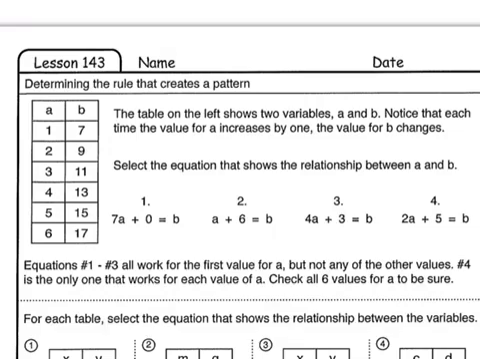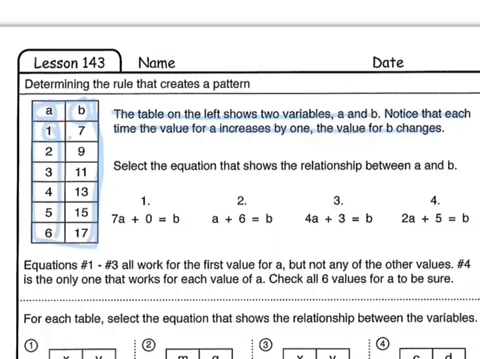Let's take a look at this page here. Okay, so we've got this chart right here, and it says the table on the left shows two variables, A and B. Here's A, here's all the numbers for A. Here's B, all the numbers for B. Notice that each time the value for A increases by 1, the value for B changes.